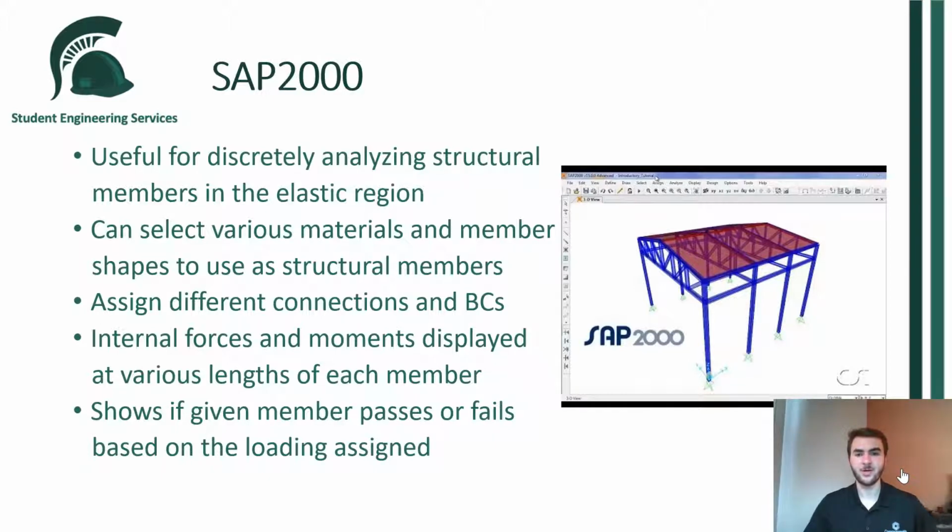And then once the forces are applied, analysis can be run to see what forces and moments each individual member experiences, and these forces and moments will be graphed along the length of each member because they are not always constant along the length. And based on the sizes of the members and the materials used, SAP will also display if the member is passing, failing, or close to failing based on the forces and loads applied to the building, and if changes need to be made to make sure that the structure is stable.